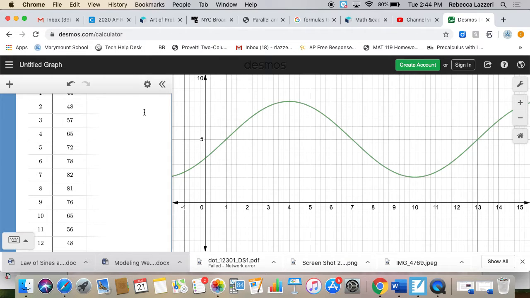I've modeled the data. Now it says calculate the depth of the water at 9:30. This is time in hours, it says on our sheet, if you had one. So it's 4 hours after midnight. When would 9:30 a.m. be? It'd be at 9.5?